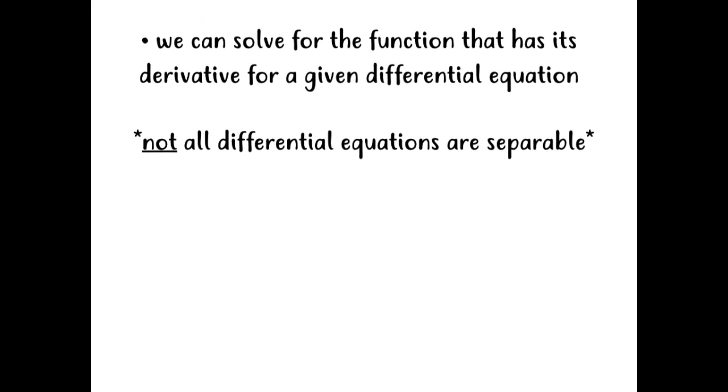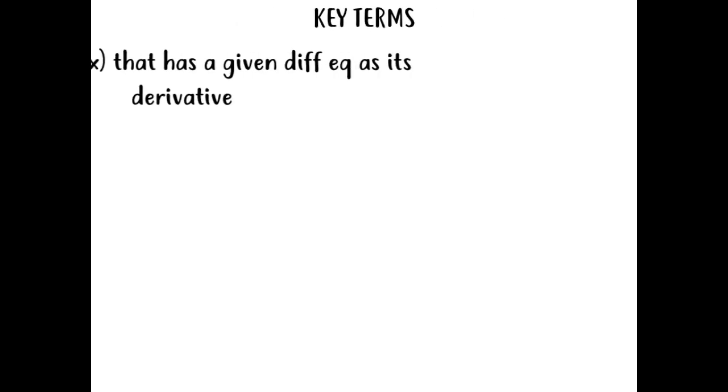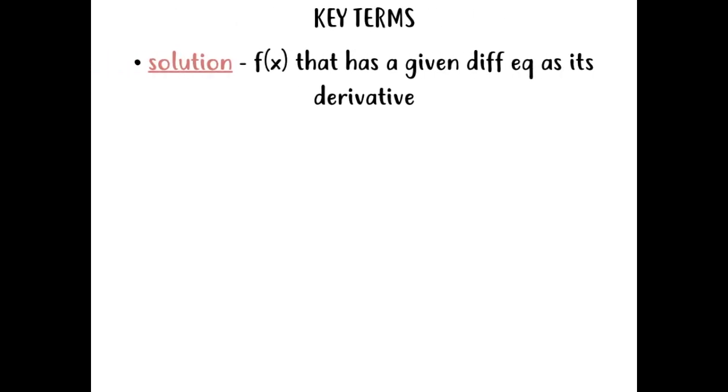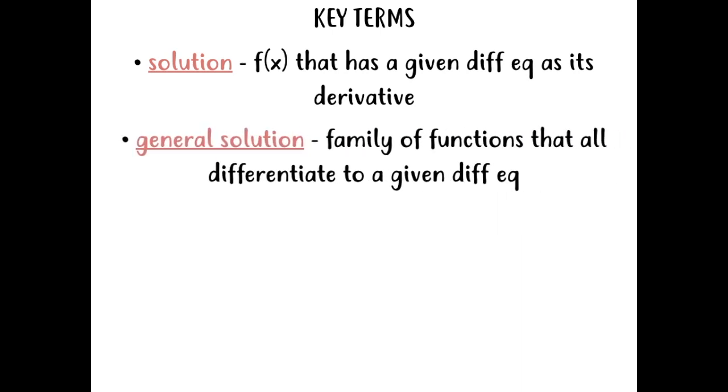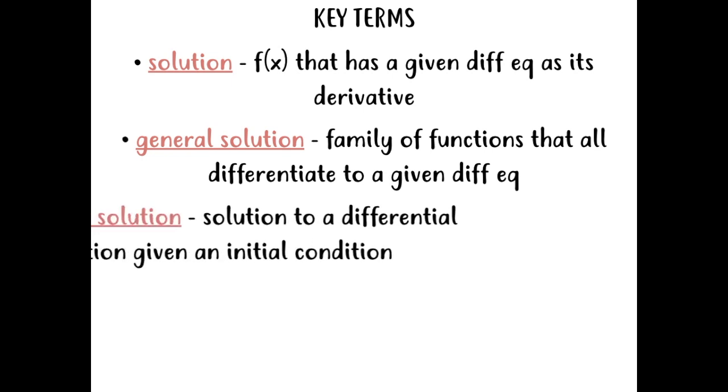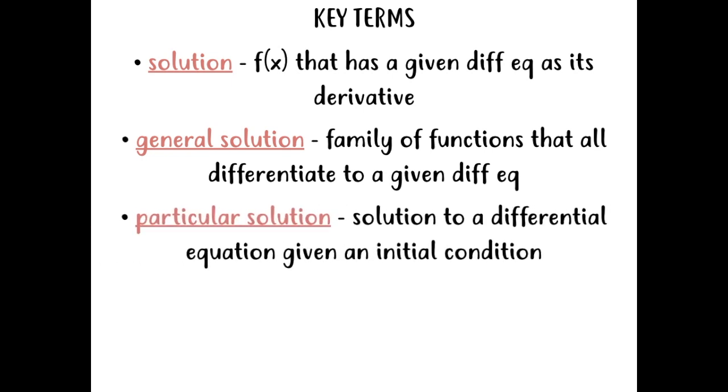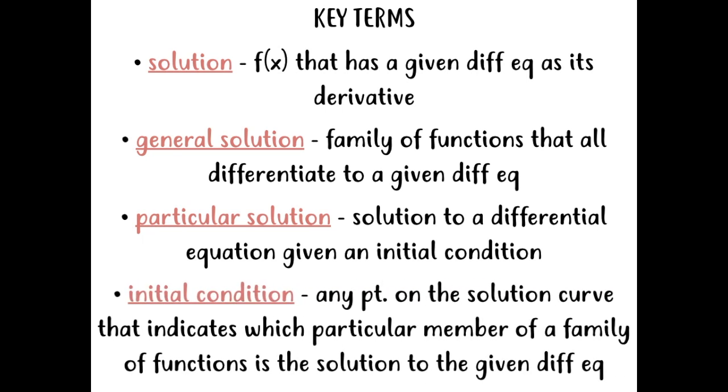Here are some key terms you should know. Solution: this is a function that has a given differential equation as its derivative. General solution: this is a family of functions that all differentiate to a given diff EQ. Particular solution: this is a solution to a diff EQ given an initial condition. And an initial condition is any point on the solution curve that indicates which particular member of a family of functions is the solution to the given diff EQ.